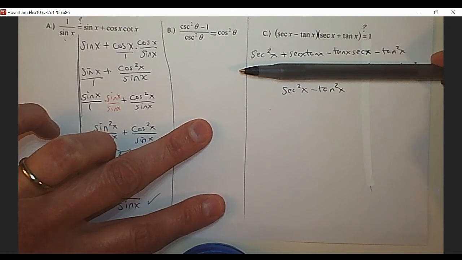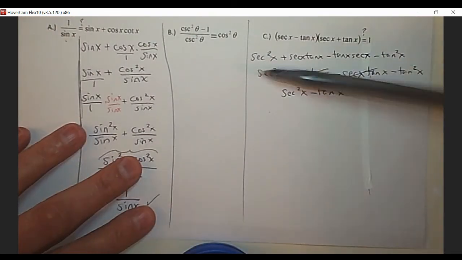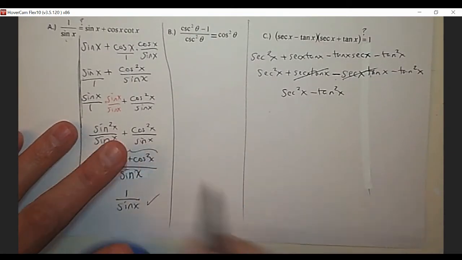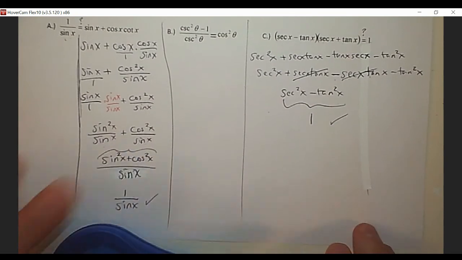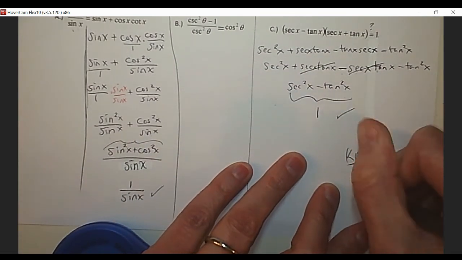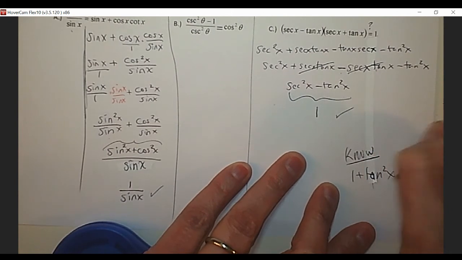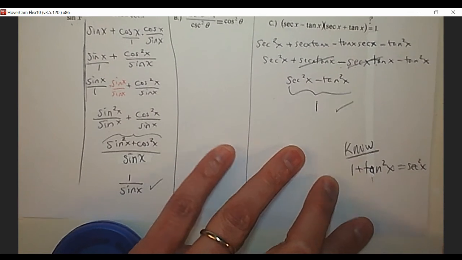Okay, so once again, if you can skip this step, I'm okay with that. I know the directions say show all steps, but if you know that these are going to cancel, you can just cross them out. And then secant squared minus tangent squared is 1. So you can replace that with 1 and you're finished. The reason that is 1 is because we know that 1 plus tangent squared equals secant squared. That's on our list of Pythagorean identities.